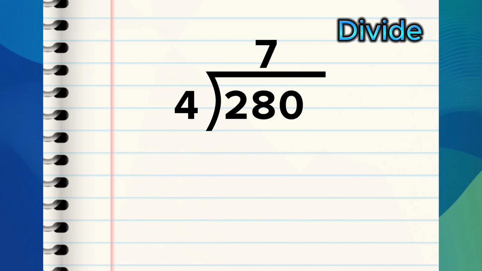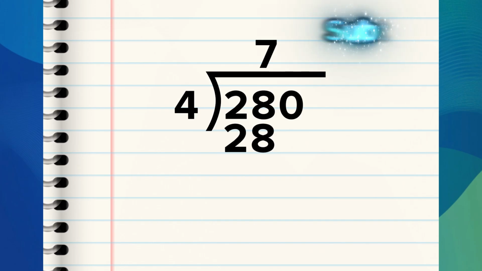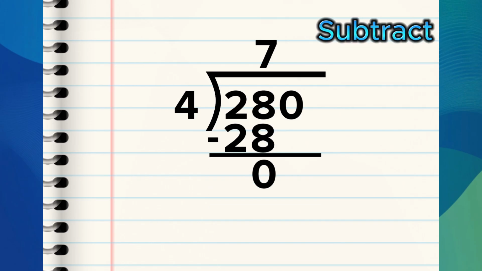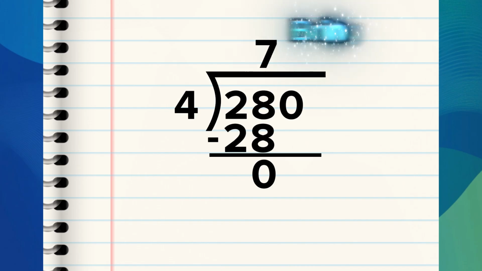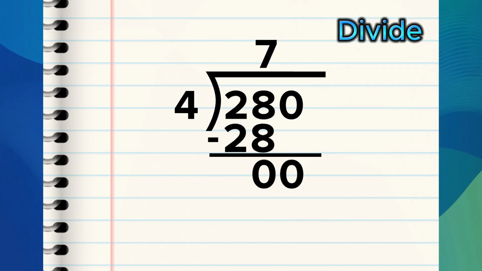Now, I continue my steps like normal. I know when I multiply 4 times 7, I get 28, so I put that under the 28 in my problem. Then I subtract these, which gives me 0. Finally, I bring down my next number, which is the 0. Now I repeat my steps. 4 goes into 0, 0 times. Because nothing divided by any number is still going to give me nothing.